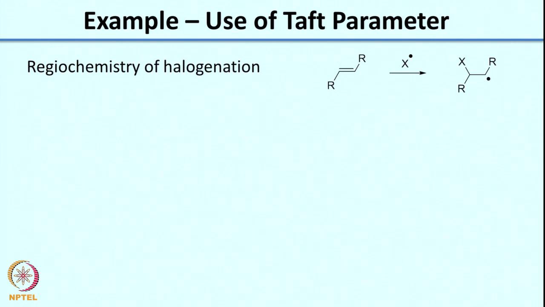So, just to give you an example so that this makes more sense to you, let us look at a free radical reaction. Here you are taking an alkene or an olefin and a free radical, so we can think of halogenation, X dot, reacting with the olefin to generate a new radical. The position where the X has come in, we will call the alpha position, and the position right next to it we will call the beta position.